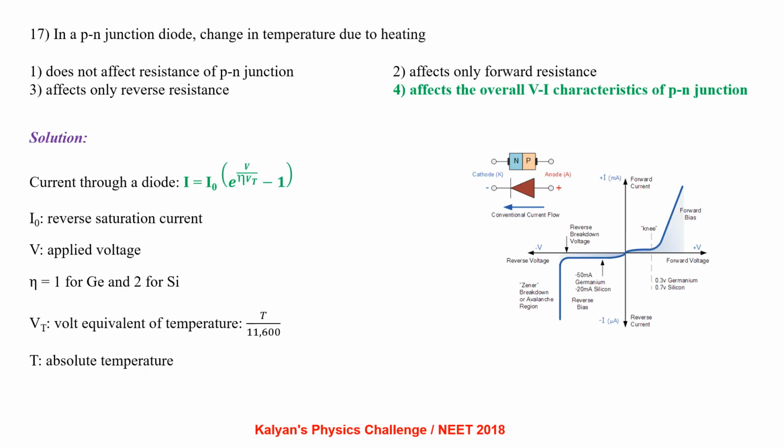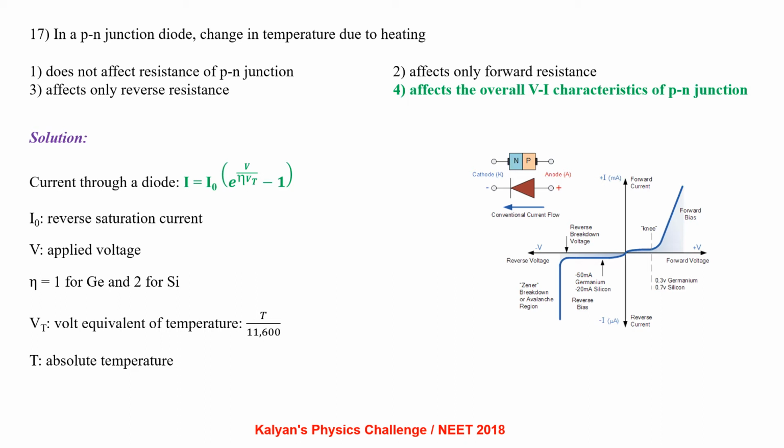In a PN junction diode, change in temperature due to heating does not affect the resistance of the PN junction, affects only forward resistance, affects only reverse resistance, or affects the overall volt ampere characteristics of the PN junction diode. Take some time to go through the volt ampere characteristics graph of the PN junction diode. You see it clearly. The current flowing through the diode is given by I equal to I naught of e power V by eta Vt minus 1.